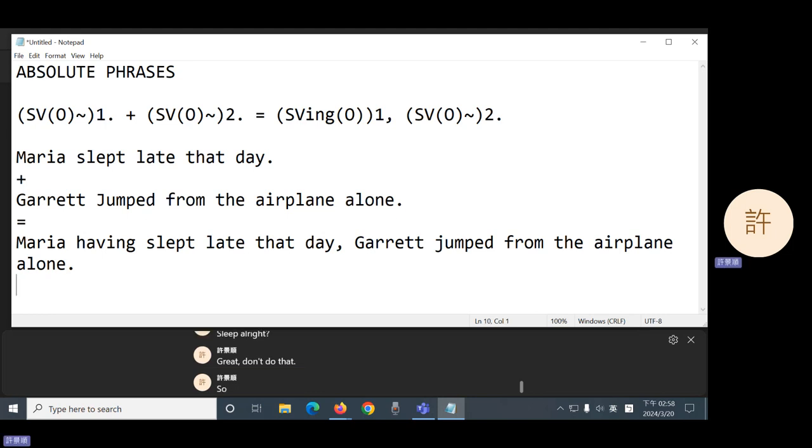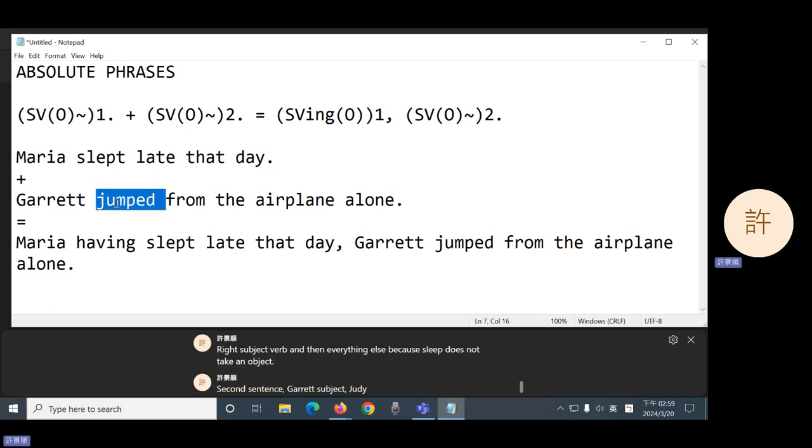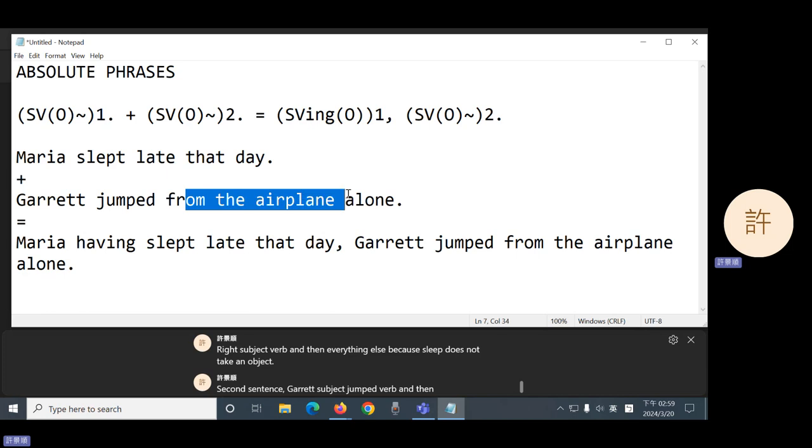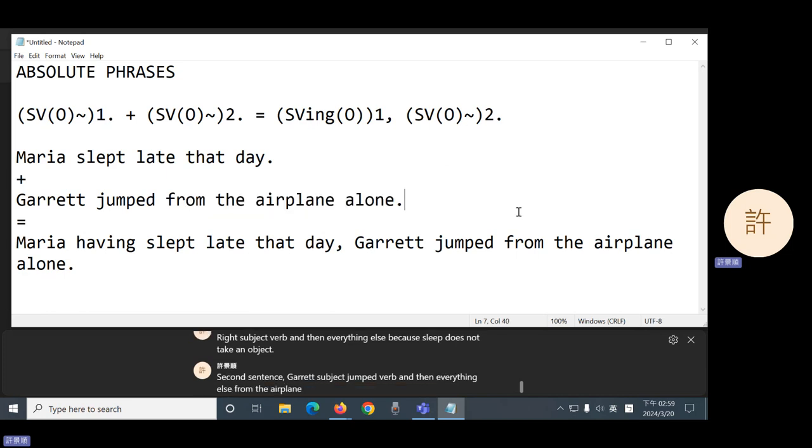So the first verb was jump. The second verb was sleep. But because of the logic of the story, I flipped them around. So first sentence, Maria slept late that day. Complete sentence, right? Subject, verb, and then everything else, because sleep does not take an object. Second sentence, Garrett, subject, jumped, verb, and then everything else, from the airplane alone.